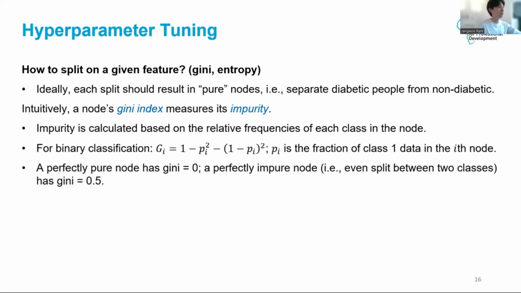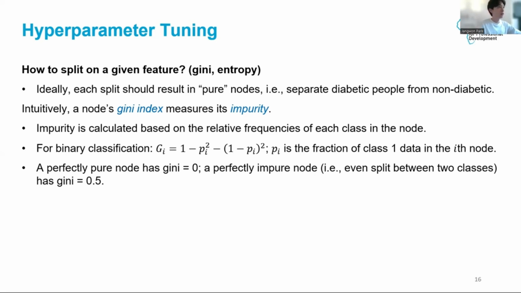The Gini index is denoted by capital G, and for binary classification, its formula can be simplified as follows. In this formula, i is the index for a node. Pi is the percentage of class 1 data points in the node. So 1 minus Pi must mean the percentage of class 0 data points in the same node. The best case scenario is when Pi is equal to 1, or 1 minus Pi is equal to 1. So let's say Pi is equal to 1. It means in the given node, 100% of the data points correspond to class 1.